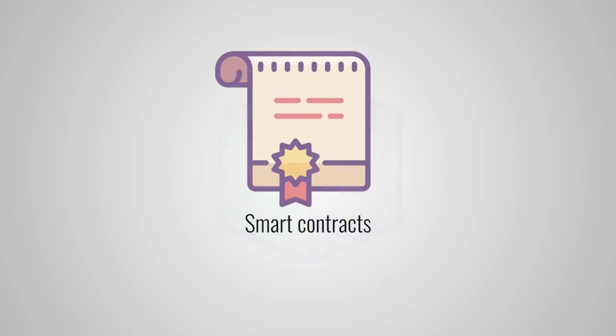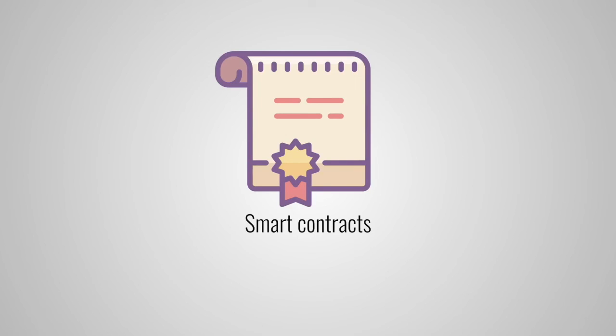One of the most recent developments is the creation of smart contracts. These contracts are simple programs that are stored on the blockchain and can be used to automatically exchange coins based on certain conditions. More on smart contracts in a later video.